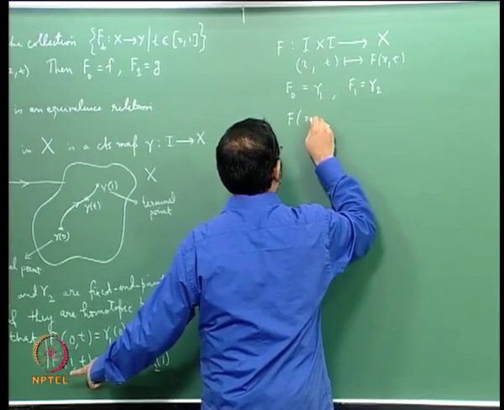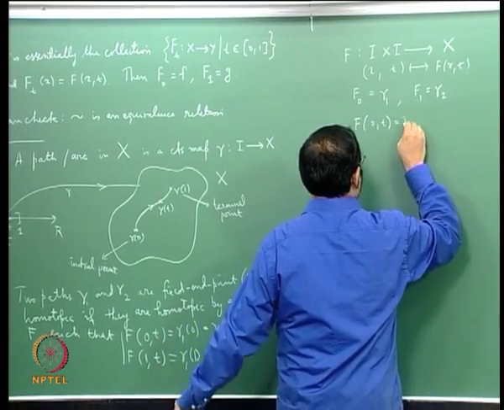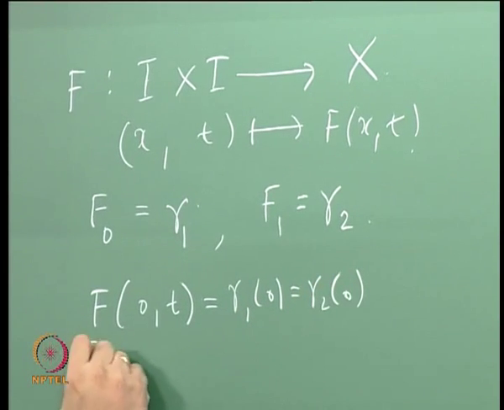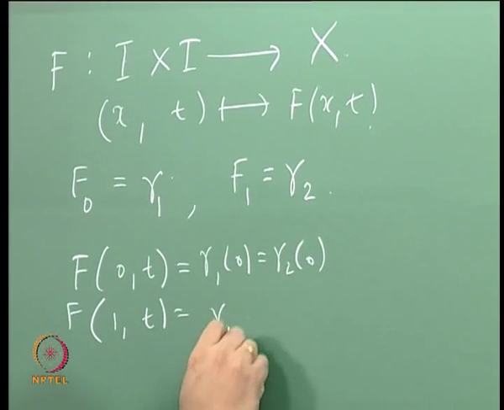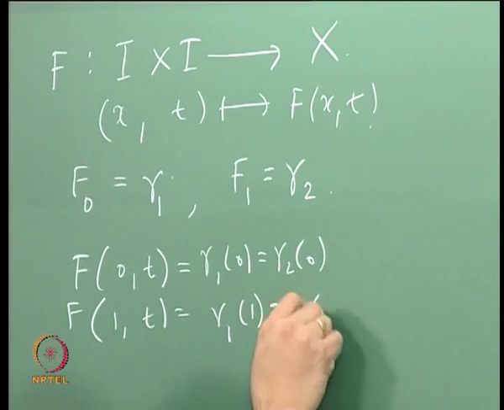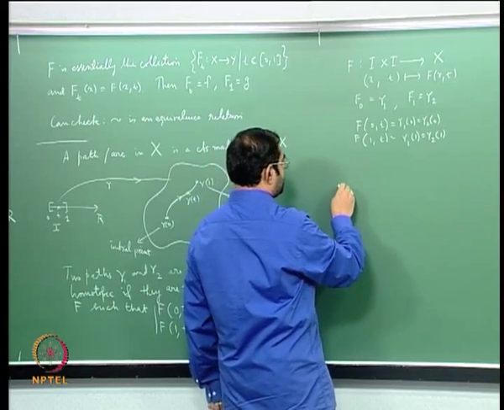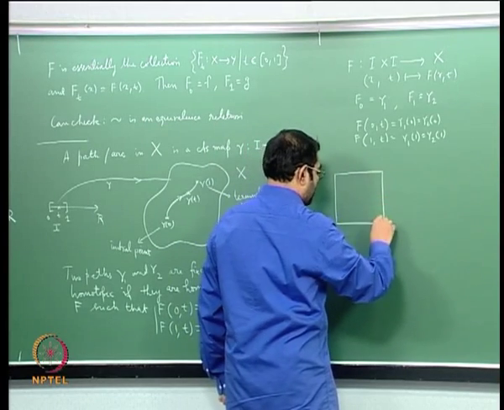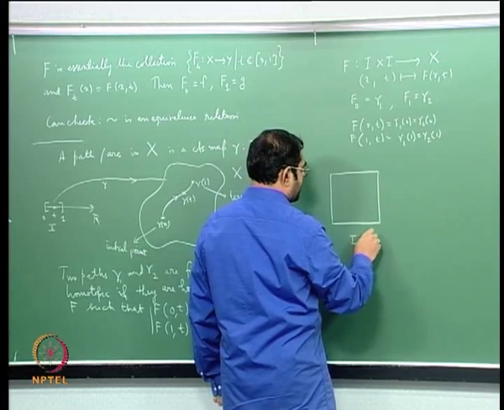F of (0, t) is always the point gamma 1 of 0, which is equal to gamma 2 of 0, and f of (1, t) is gamma 1 of 1, which equals gamma 2 of 1. So in effect what is happening is the following diagram here, which helps a lot to visualize. So this is just I cross I.